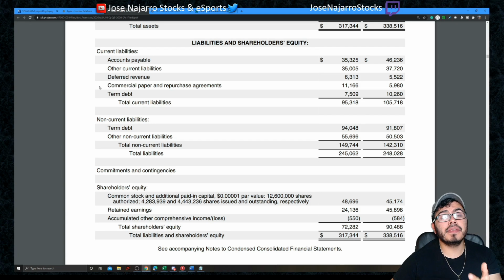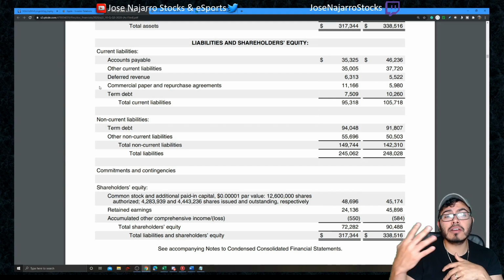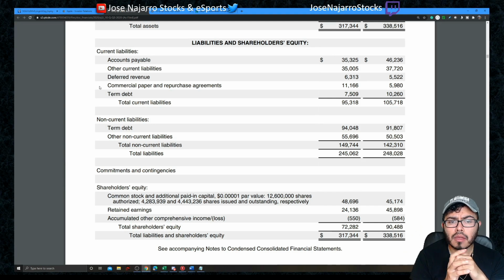But usually at the companies I look at, deferred revenue is a fake liability. And I actually like seeing an increase in deferred revenue because it means a lot more people are joining their subscription services. So seeing growth there is pretty cool.